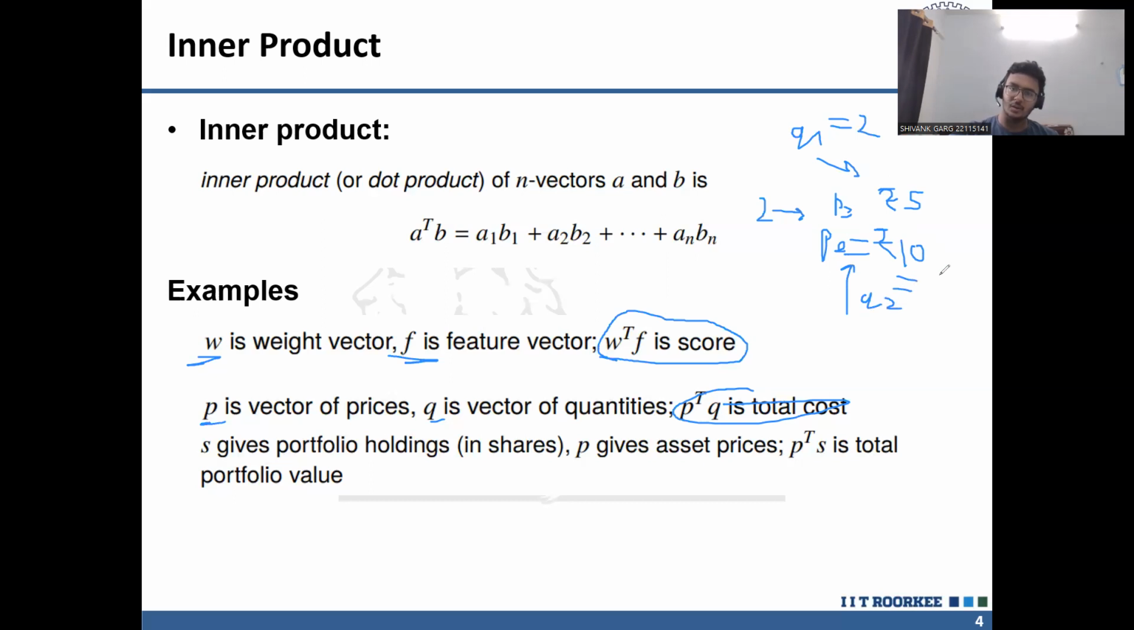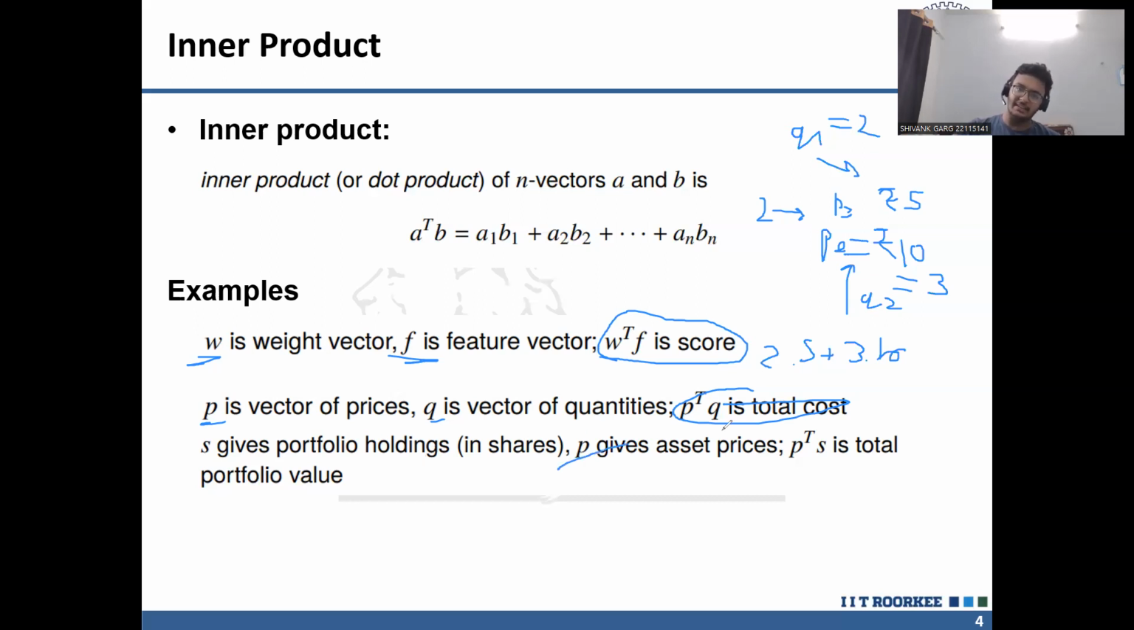So basically the total cost that you have spent will be 2 into 5 plus 3 into 10. So P transpose Q can be used to calculate the total cost as well. Now, another example in finance is that suppose S gives you the portfolio holdings in shares. Basically, this means the total holdings in shares that you own. So this is the value of the total amount of the shares that you own at present.